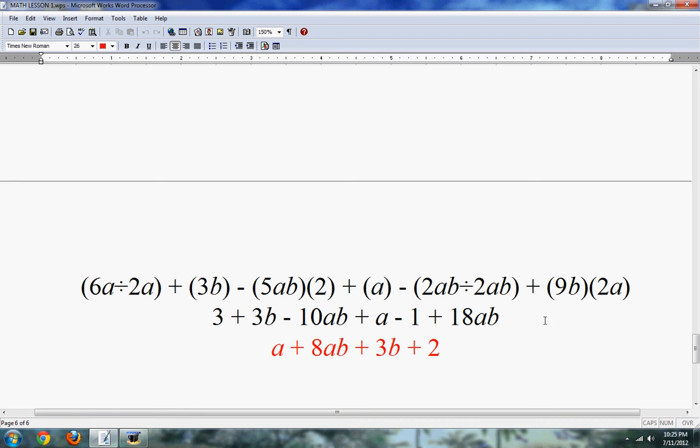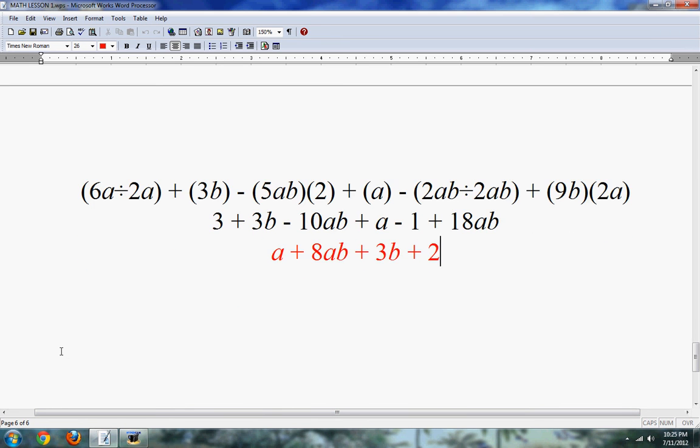And then 9b times 2a. 9 times 2 is 18, and then carry over the variables a and b. 18ab. Then once you combine all those like terms, add and subtract, this is your final answer: a plus 8ab plus 3b plus 2. That cannot be simplified any further as none of those terms are like terms.